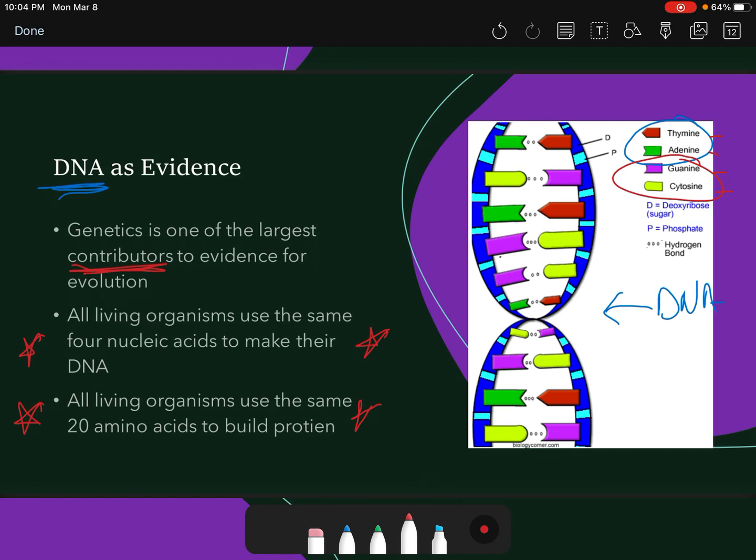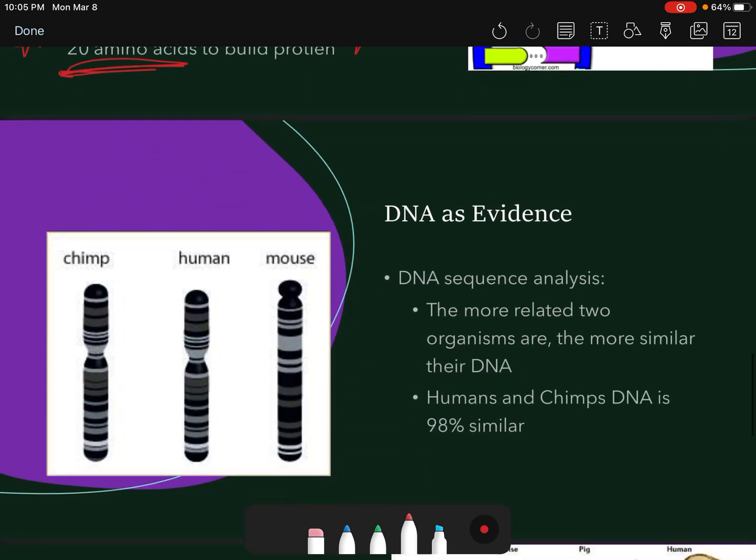Okay, so these 2 pieces of evidence are shown because how else would we have only 4 nucleic acids that we see in every single living organism? How would we only have 20 amino acids that we see in every single living organism if we did not all come from this one ancient species way back when? And that is all that this slide is really trying to illustrate.